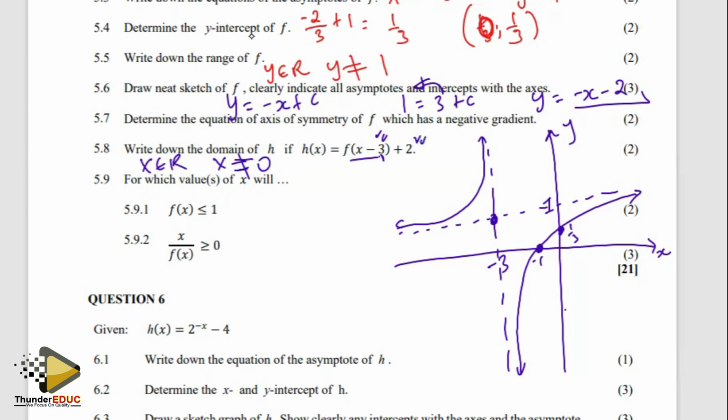Then for which values of x will f of x be less than or equal to 1? Where is the graph below? For which values of x is the graph below this line of 1? So for it to be below 1, we're seeing that from this negative 3 moving to the right, the graph is below 1. So I'm going to say x must be greater than negative 3.